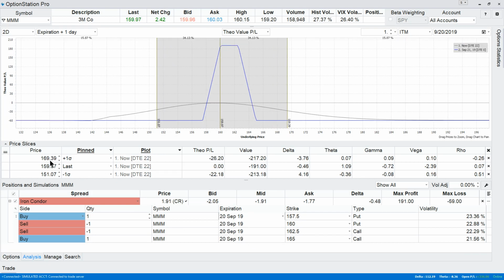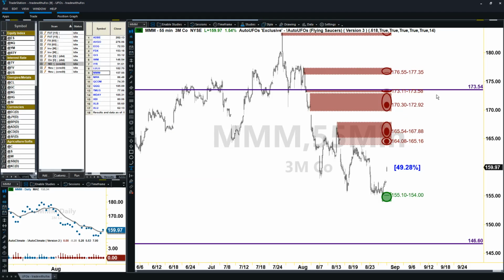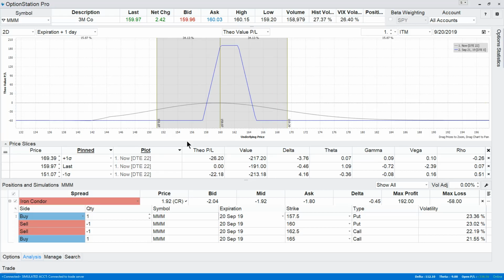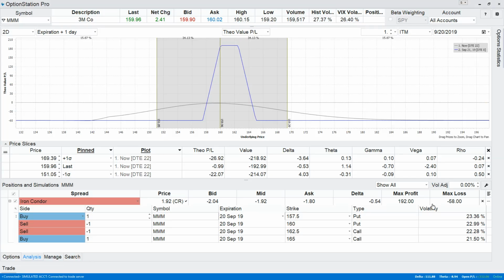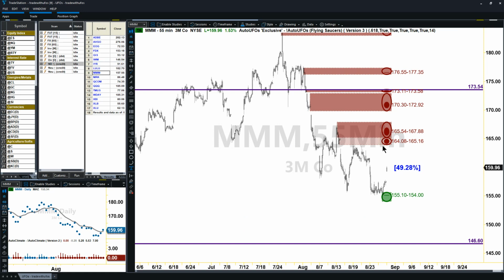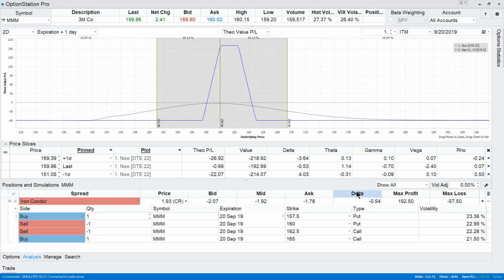So 169 using September 20 is below 173. So that's a good beginning. And 151, which is the bottom part, is above 146. So still a good beginning. Okay, so in other words, we're fine. Okay, this is another valid trade, at least from the setup point of view. Now we'll see if we get enough premium for the risk. So let's go for it.